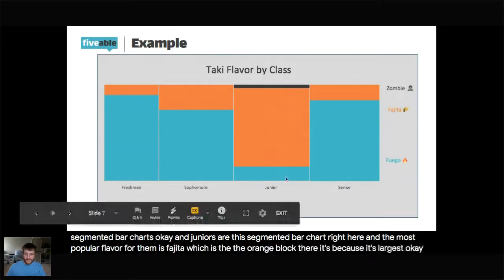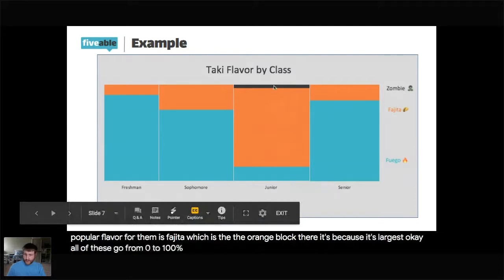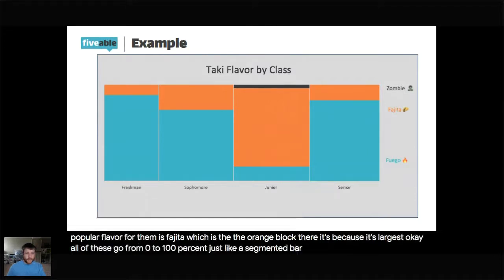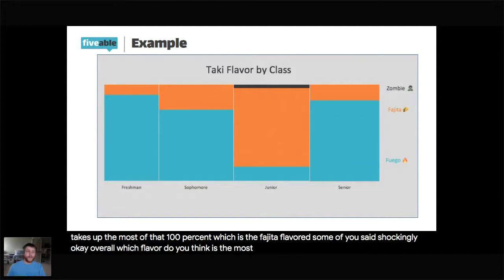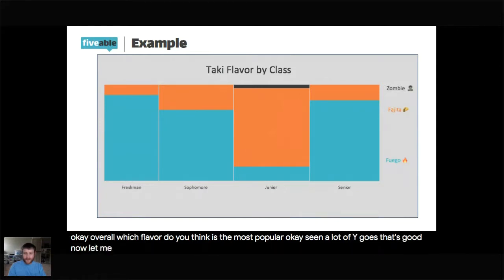All of these go from 0 to 100%, just like a segmented bar chart would. So the orange takes up the most of that 100%, which is the fajita flavored. As some of you said, shockingly. Okay. Overall, which flavor do you think is the most popular? Okay. Seeing a lot of Fuegos. That's good. Now, let me just caution you on that.